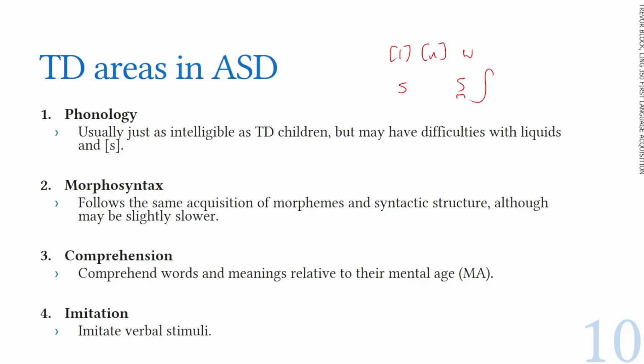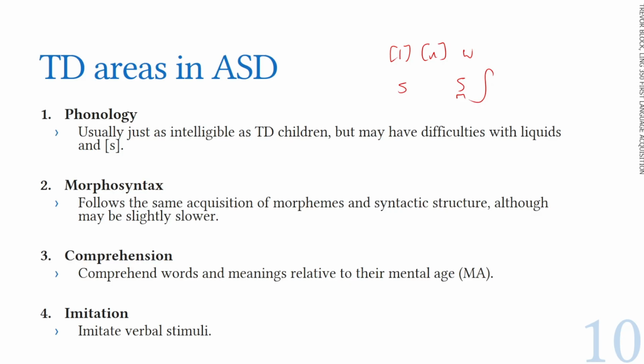The morphosyntax, the structures are being followed. This is not a disorder where the morphemes are being acquired out of order, like DLD and that sense of disorder. We may be a little bit slower in some cases, but for the most part, we will catch up. So this is not permanent, just a delay in this case.